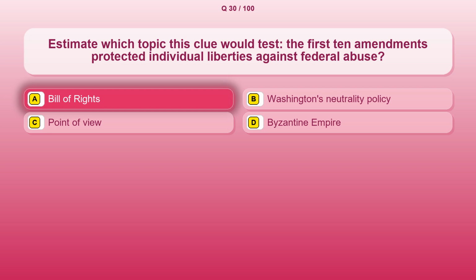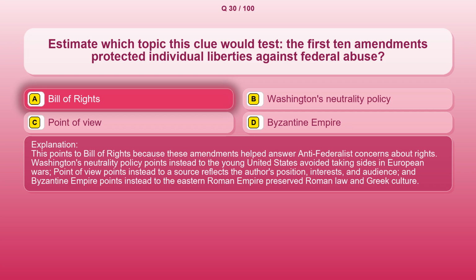The correct answer is option A, Bill of Rights. This points to Bill of Rights because these amendments helped answer anti-federalist concerns about rights. Washington's neutrality policy points instead to the young United States avoided taking sides in European wars. Point of view points instead to a source reflects the author's position, interests, and audience, and Byzantine Empire points instead to the Eastern Roman Empire preserved Roman law and Greek culture.